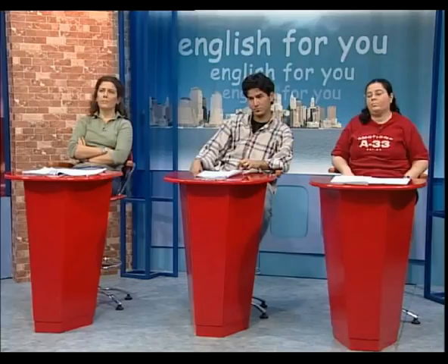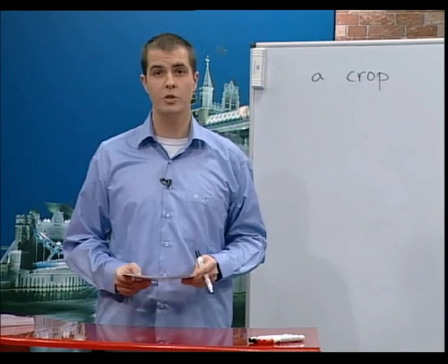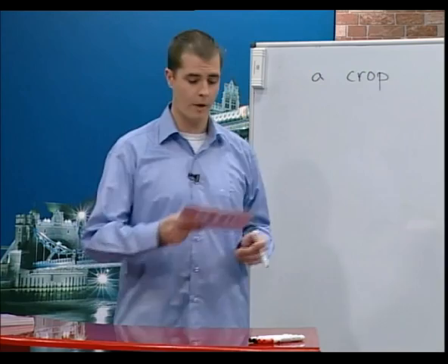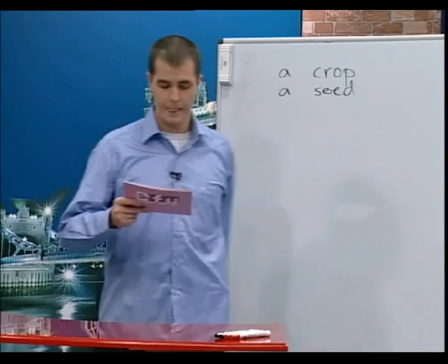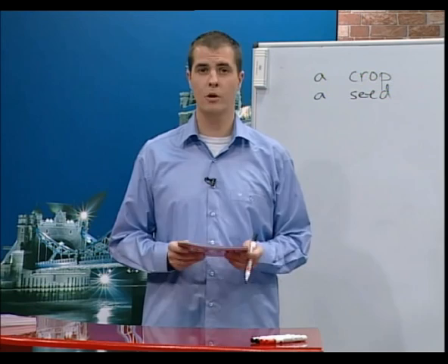So we have a crop. A crop is a plant that is grown by farmers, especially in order to be eaten. For example, wheat is a crop and rice is a crop. A seed. A seed is a small, hard object produced by plants and from which a new plant can be grown.